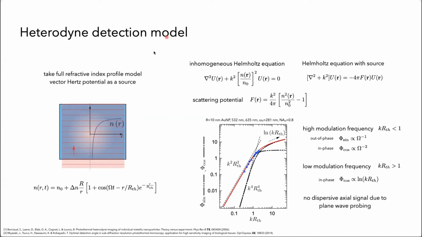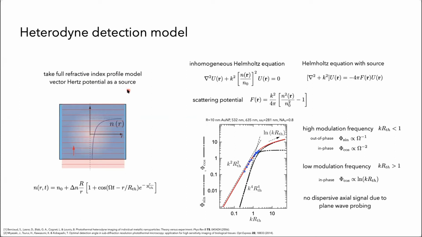So first of all, it takes the full refractive index profile into account and models the whole process in terms of a vector Hertz potential. Essentially, you don't have to know what a vector Hertz potential is at the end, but it translates the refractive index profile and the polarizability profile you create into a light source.